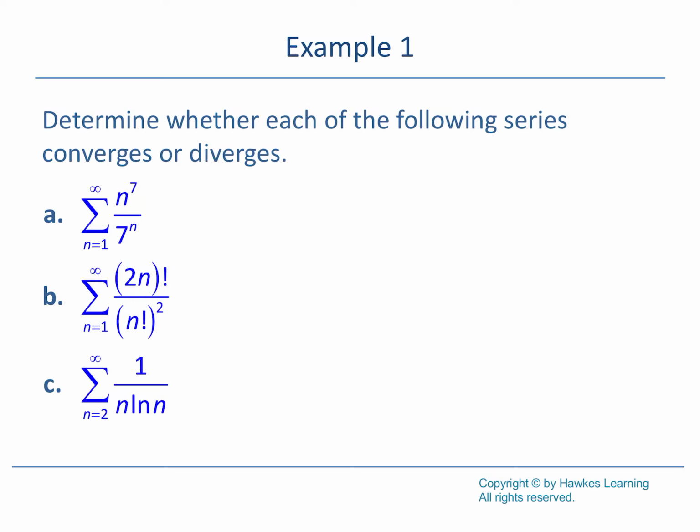In part B, we have a war between two factorial expressions. I'm thinking the top of that's going to be bigger, and it'll probably diverge.